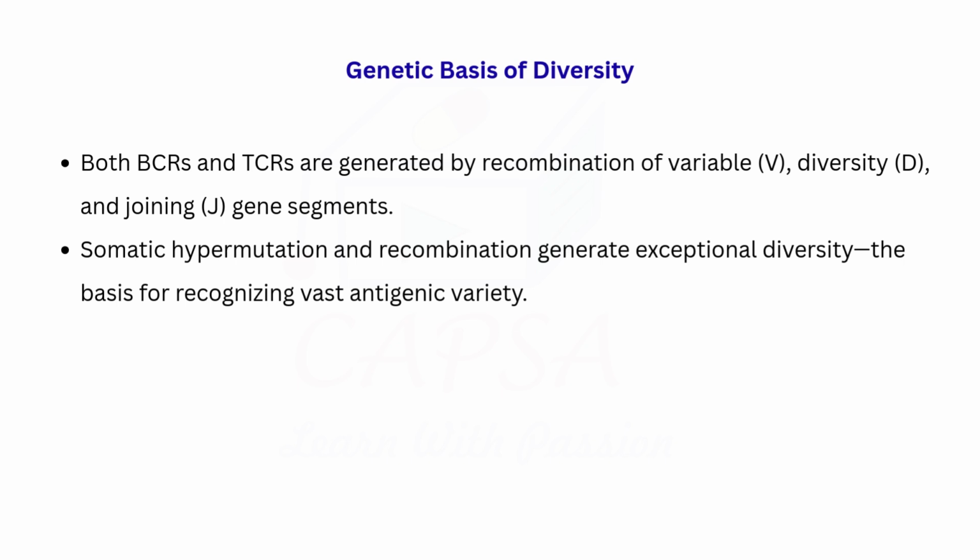One of the most remarkable features of the immune system is its diversity. How does the body generate millions of different receptors from a limited number of genes? The answer lies in genetic recombination. B and T cell receptors are created by rearranging V, D, and J segments in different combinations. Beyond this, somatic hypermutation introduces additional changes, allowing antibodies to fine-tune their binding to antigens. This mechanism gives our immune system an almost limitless ability to recognize new pathogens, a crucial advantage in an ever-changing microbial world.